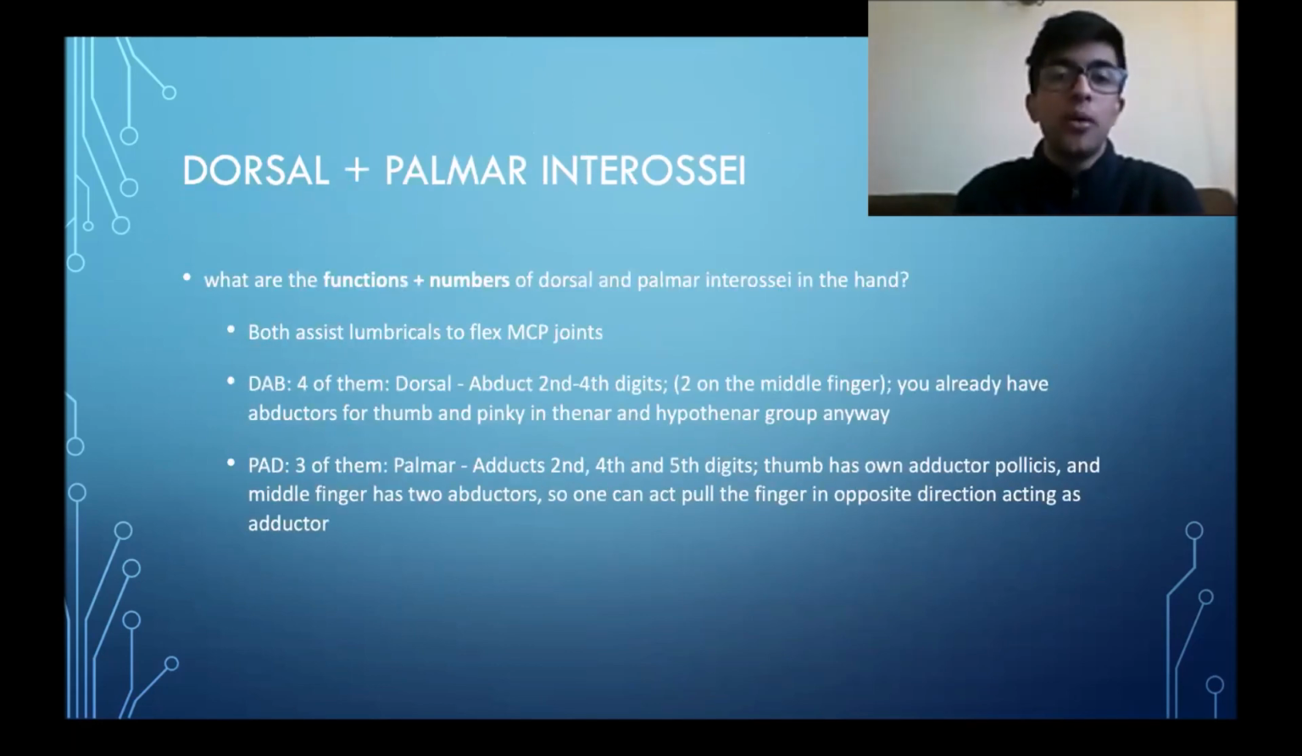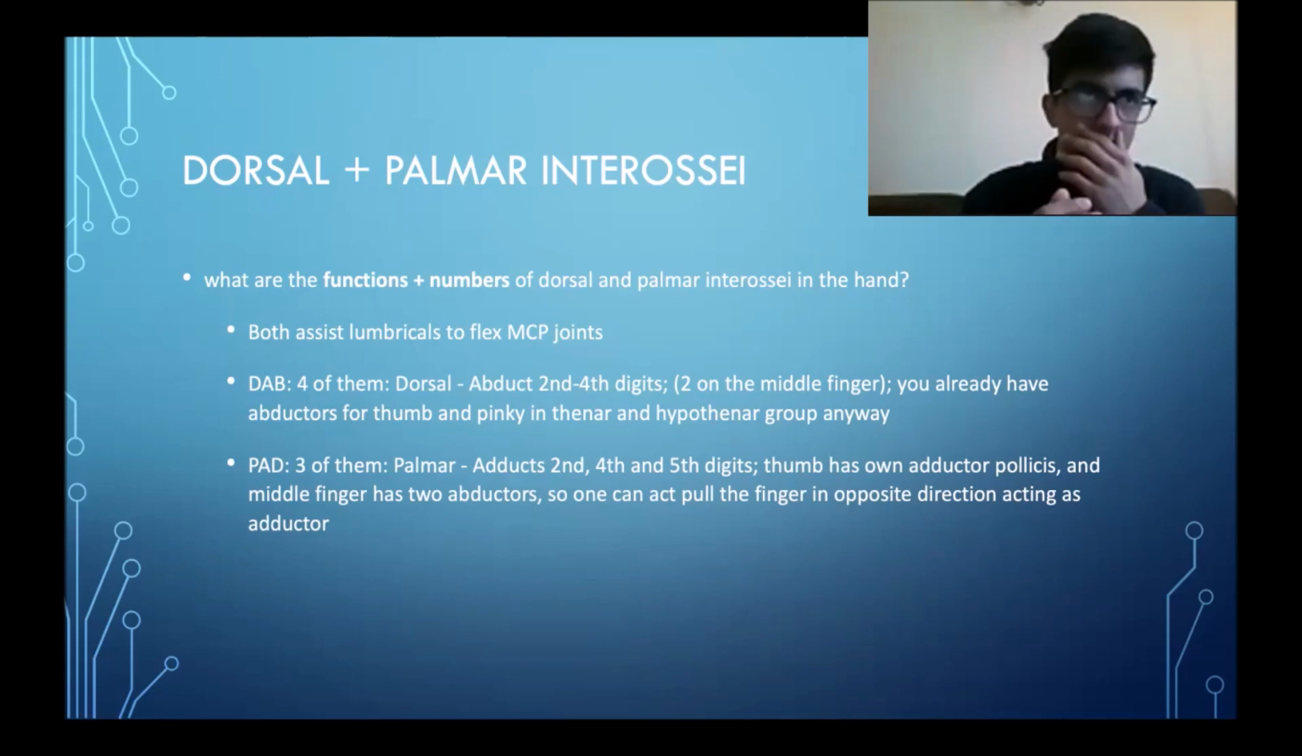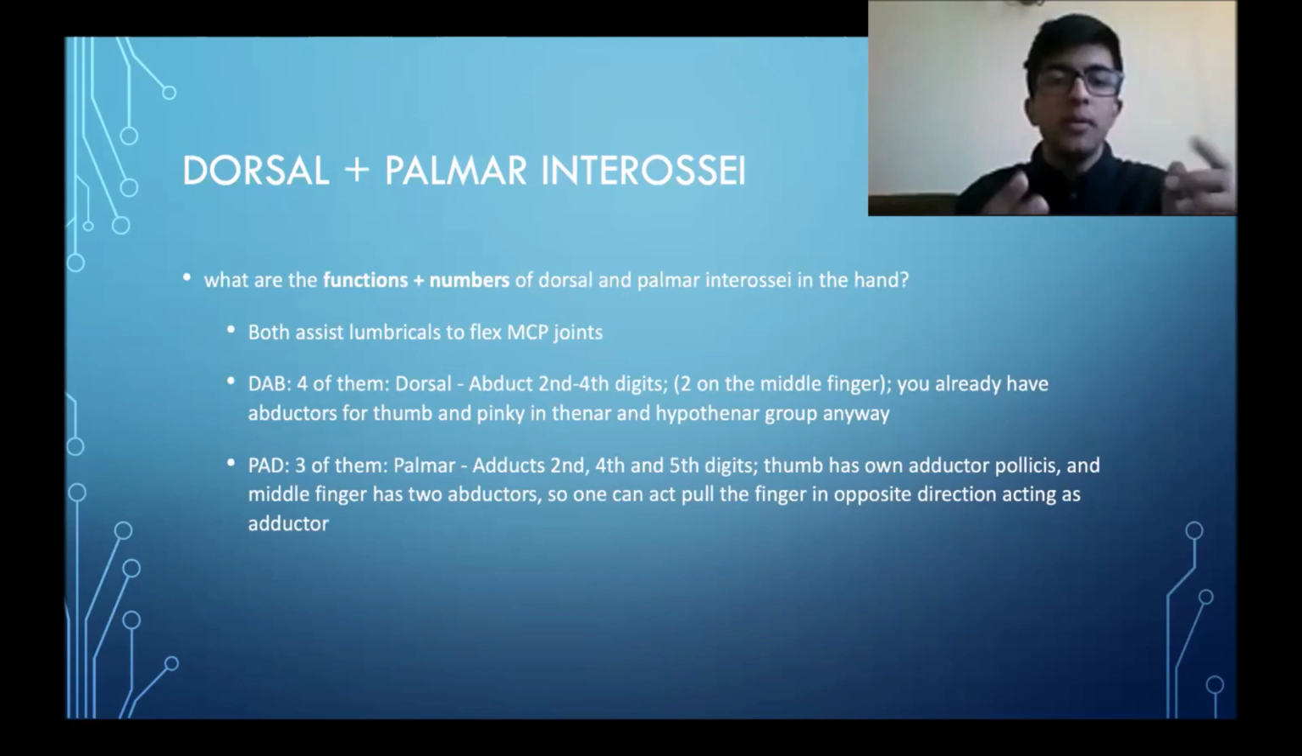Okay, so dorsal and palmar interossei. Here's just another thing that is very key, is DAB and PAD. The functions and numbers of the dorsal and palmar interossei in the hand both assist the lumbricals to flex the metacarpal phalangeal joints. So DAB, you have 4 of them, and then you have PAD, you have 3 of them.